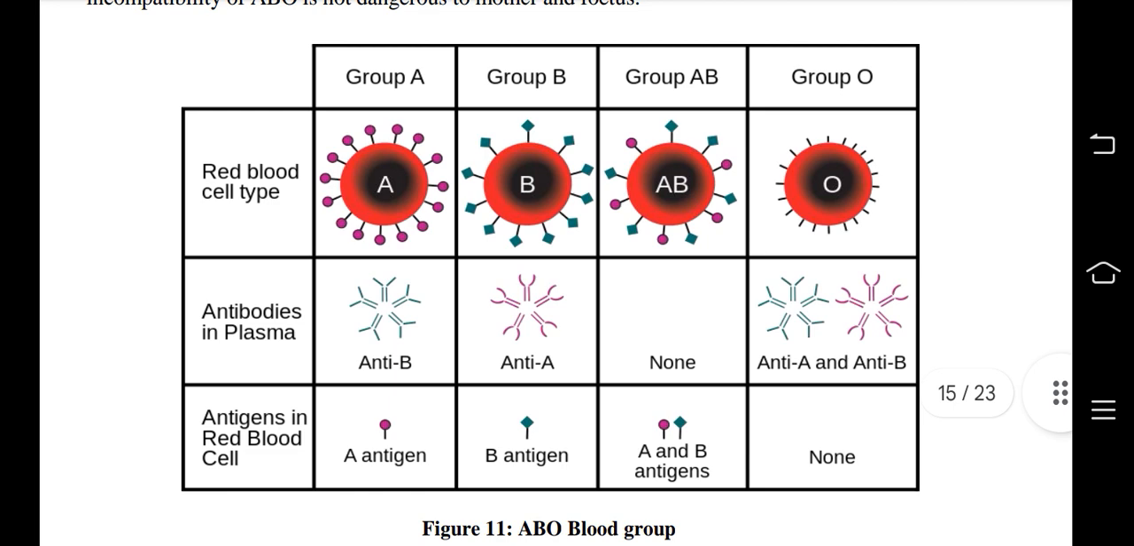Then group B, red blood cell type B. Then anti-A will be the antibody in plasma. Antigens in red blood cell, B antigen. Then group AB, no antibody but A and B antigens in red blood cell. Then group O, red blood cell type O, antibodies in plasma, anti-A and anti-B, but antigens in red blood cell, none.